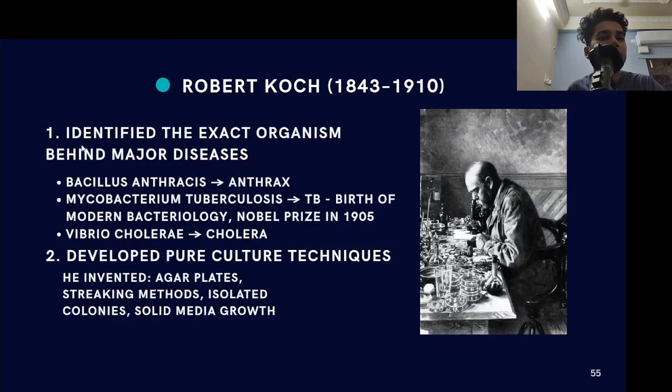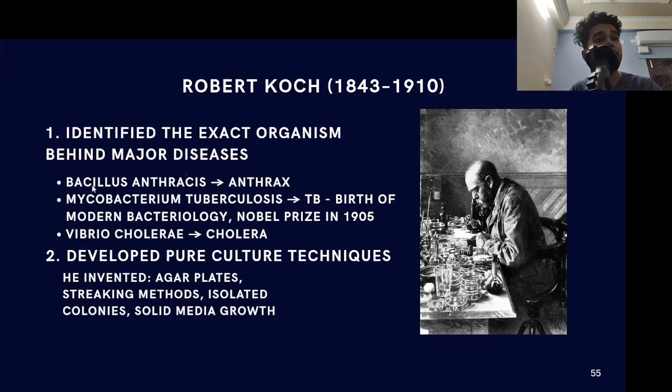And next, the person that we have here is Robert Koch. He identified the exact organism behind major diseases, for example, Bacillus anthracis, which causes anthrax, and Mycobacterium tuberculosis, which leads to TB, the discovery of which led to the birth of modern bacteriology, which led to him winning the Nobel Prize in 1905. And he also discovered Vibrio cholerae causes cholera.